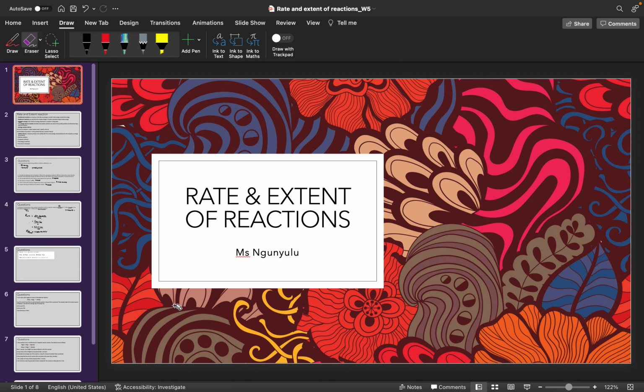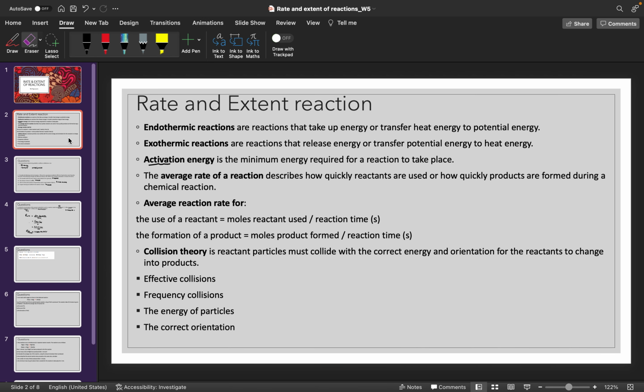Today, we are going to do the rate and extent of reactions as we discussed in class. What is the rate and extent of reaction? There are two types of reactions that we're going to discuss in this case. The first one is endothermic reactions. These are reactions that take up energy or transfer heat energy to potential energy.